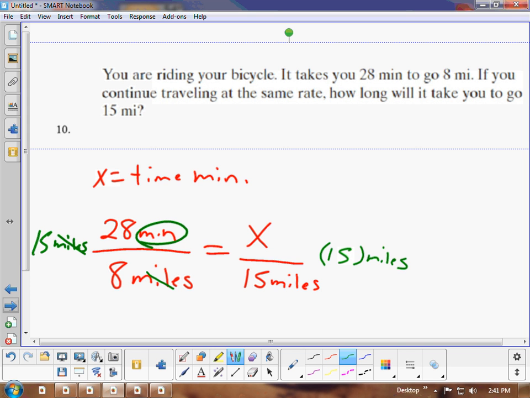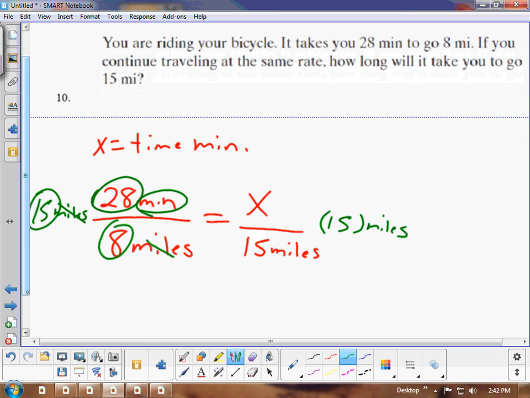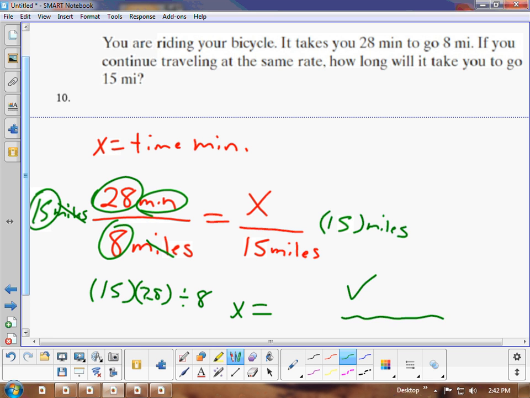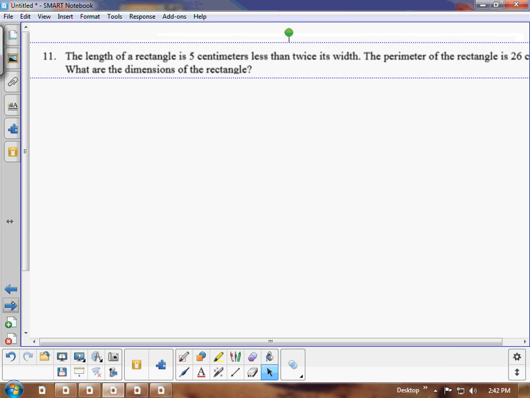You're left with minutes, and you just have to do 15 times 28 divided by 8. And you can do that. We did this one in class. So you can do that multiplication, 15 times 28, and then divide that answer by 8, and that's going to give you x. And of course you have to check it still, and you have to write your answer in a complete sentence. Again, we did that one in class. Should be in your notes.